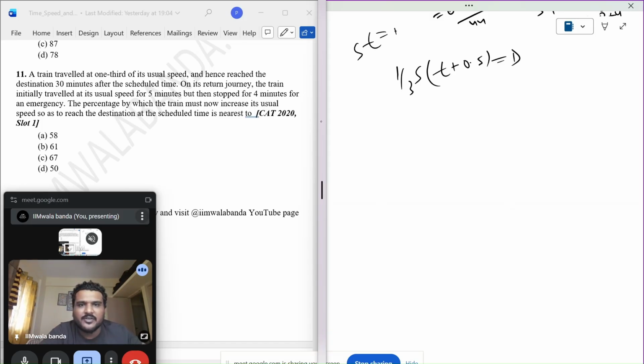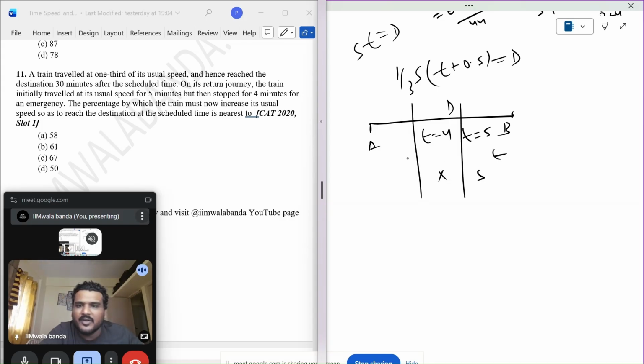This is also D. The train reached from point A to point B, covering distance D. Now it is coming back. The train initially traveled at its usual speed, which is S, for 5 minutes. Then it stopped for 4 minutes. For 4 minutes, it is not traveling. Basically, no distance will be covered. So it has reached here and just stopped.